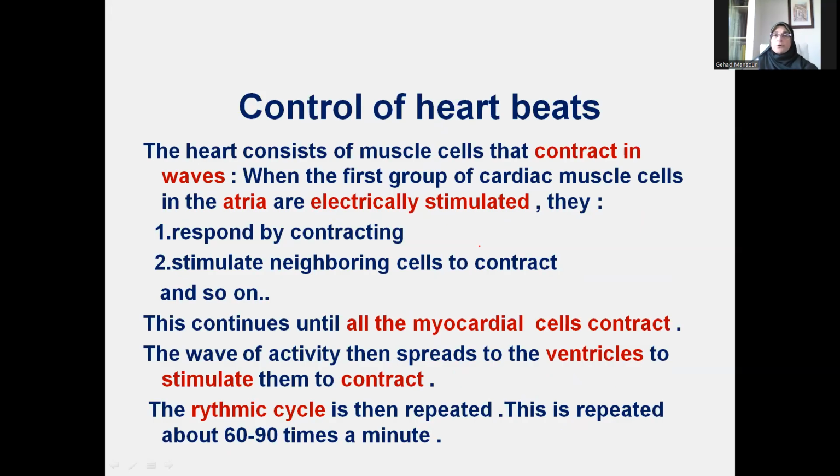Now, concerning the control of heartbeats, before talking about control of heartbeats, you should know how heartbeats are generated. Of course, there is a famous question that talks about the pacemaker of the heart. What is the pacemaker of the heart? And when I say what does the term pacemaker of the heart refer to, it's not enough to say the sinoatrial node, but you should say that it is the part of the specialized bundle of cardiac muscle fibers in the right atrium that controls the heart rate, namely the sinoatrial node.